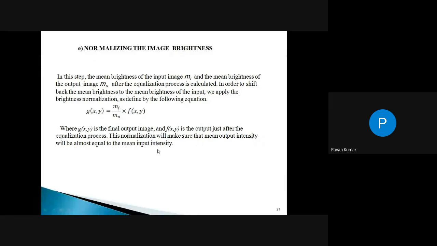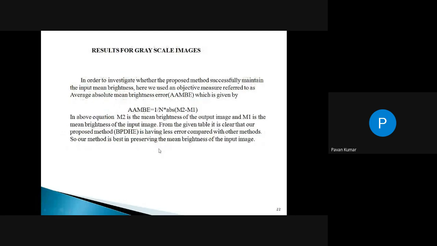Okay, like that we can have. So here, in order to analyze, one qualitative metric we have taken is the average absolute mean brightness error. This is given by 1/n times the absolute value of m2 minus m1. Here m2 is the mean brightness of the output image, and m1 is the mean brightness of the input image. We calculate the absolute values of those means, and n is the number of images we are taking.